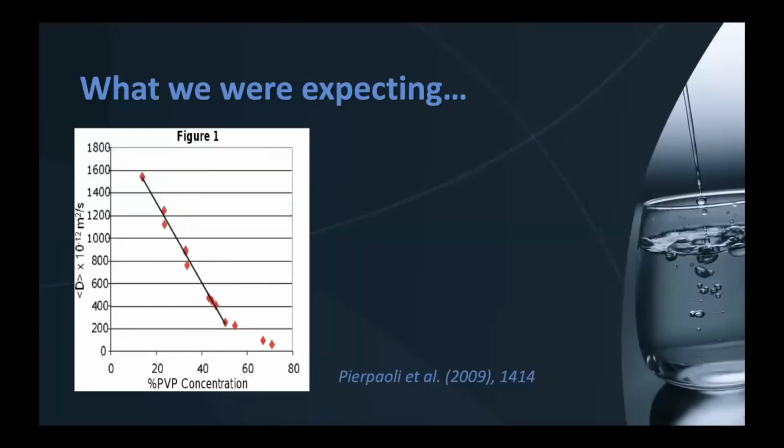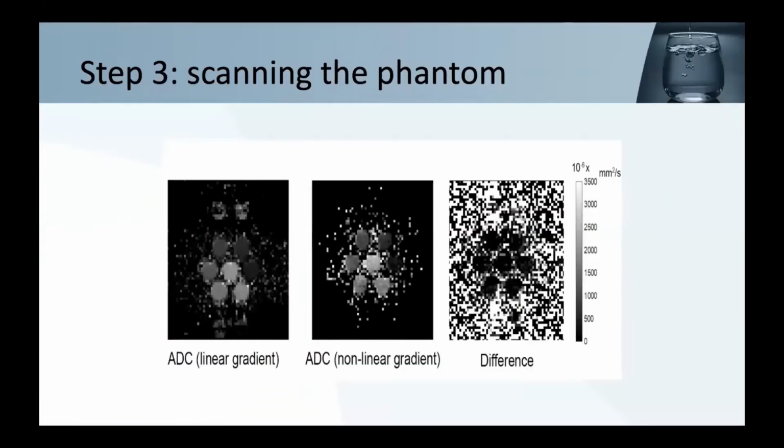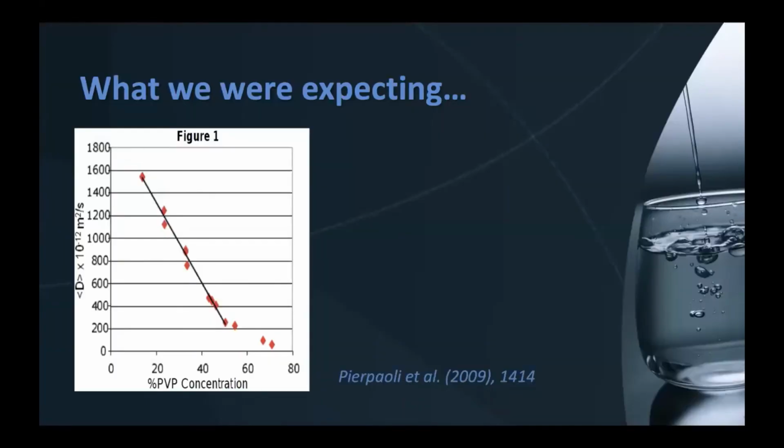And so step 3, the last step, was scanning the phantom. By scanning the phantom, we acquired DWI images with both the linear gradient and non-linear gradient, and this is the result. We obtained ADC maps from the DWI images, and as you can see, there is basically no difference between the images obtained with the linear gradient and non-linear gradient. This is what we were expecting.